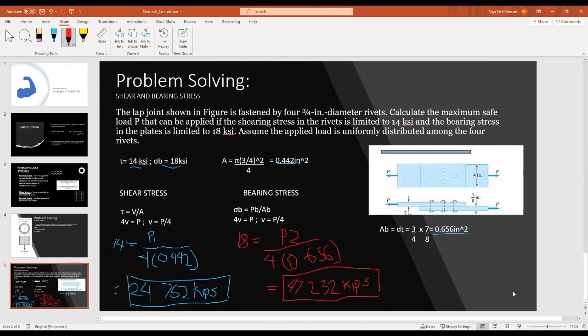Therefore, our maximum load that can be applied for the plate is P equal to 24.752 kips, which is the smaller, for it to be safe.